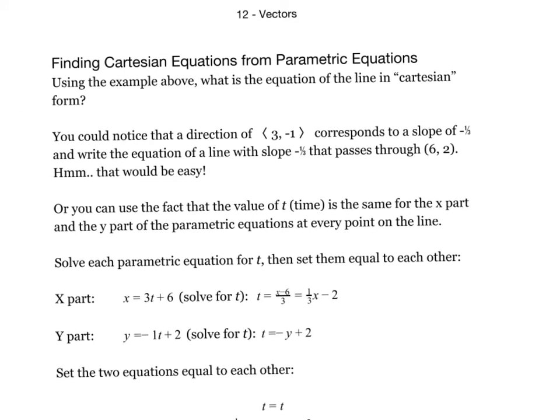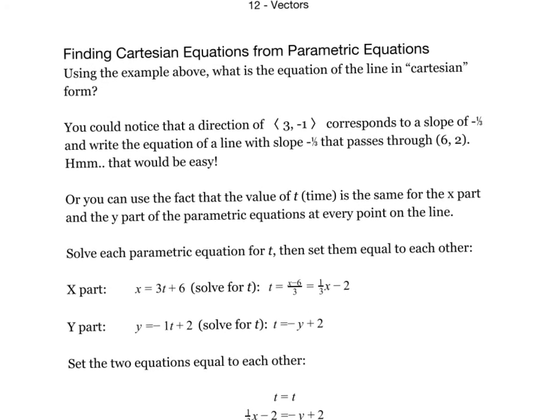Finding Cartesian equations from parametric equations. So suppose you've got this vector equation of particle slash bird. If you're working in 2 dimensions, what's the conventional equation for the line that would be equivalent? When doing this, you've got 2 equations. You've got this x equation and you've got the y equation. And for any instant in time for this particle moving along a line, the time in this equation is the same as the time in this equation.